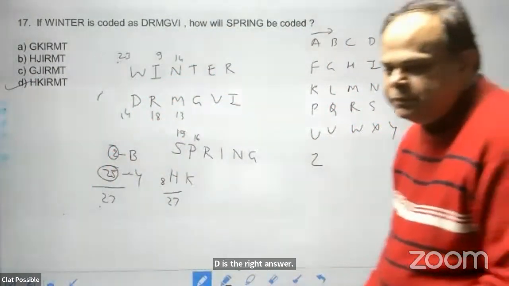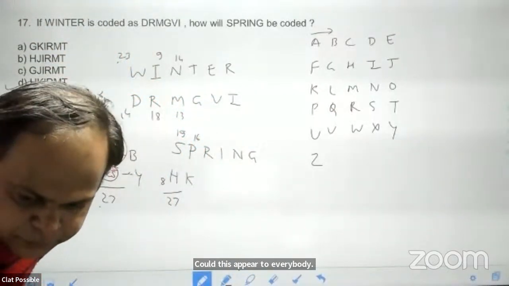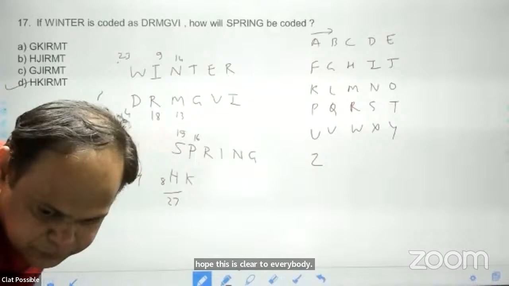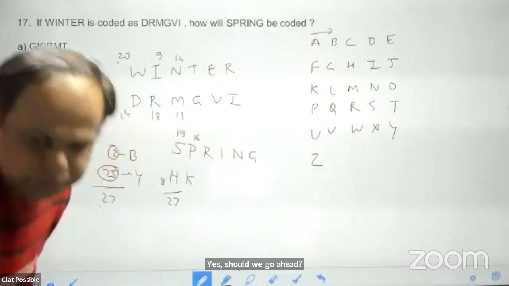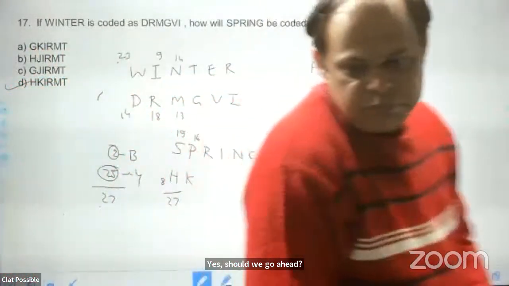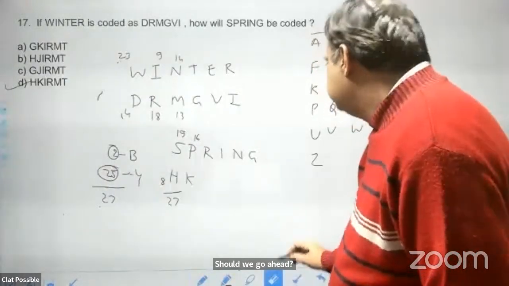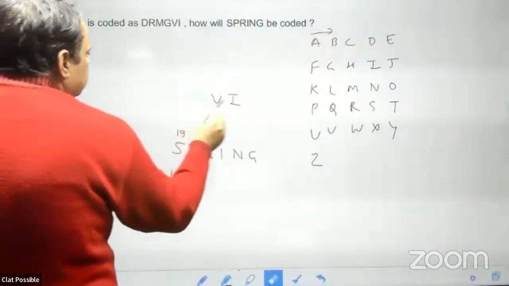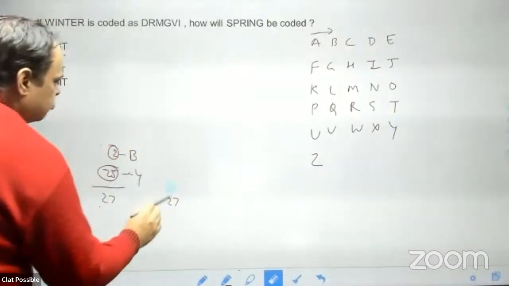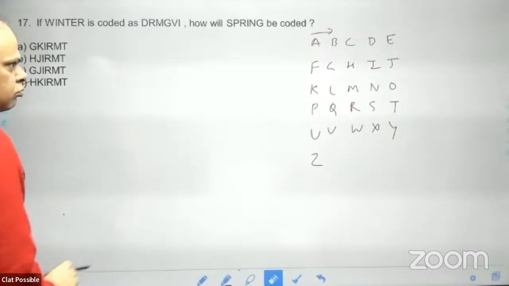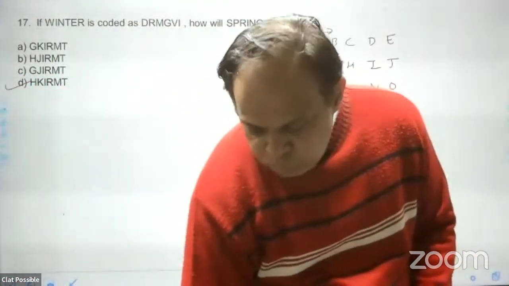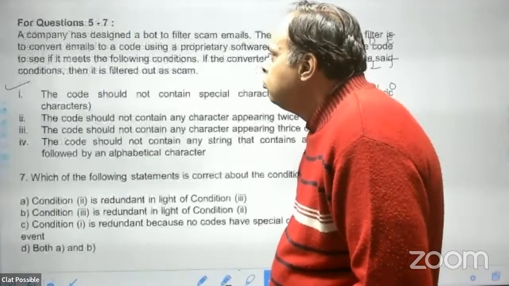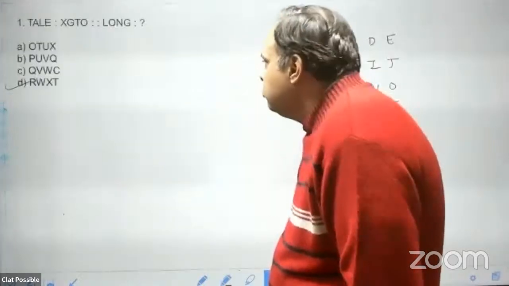Hope this is clear to everybody. Hope this is clear to everybody. Yes, should we go ahead? Should we go ahead? Yeah, let's solve this question.